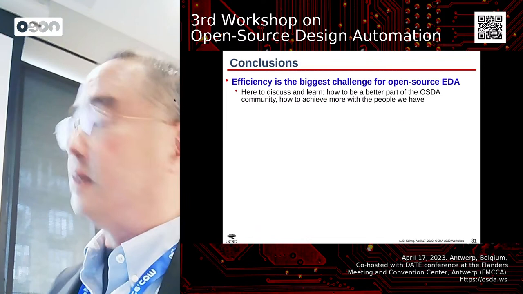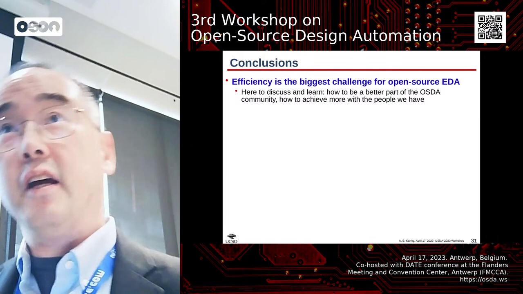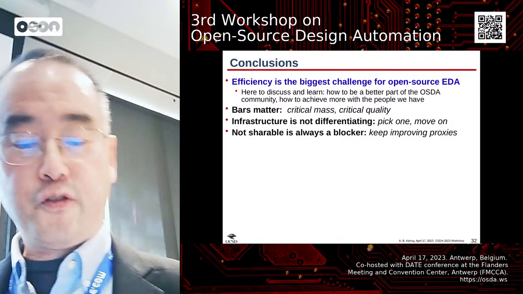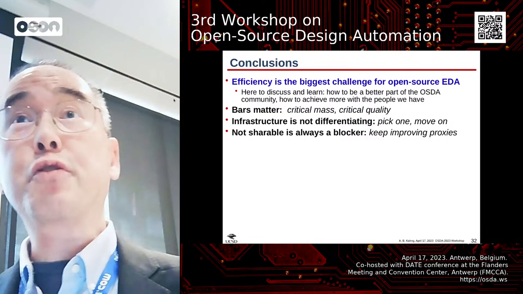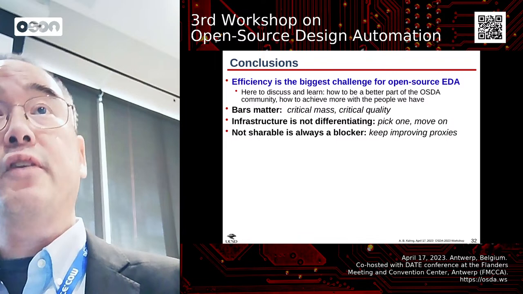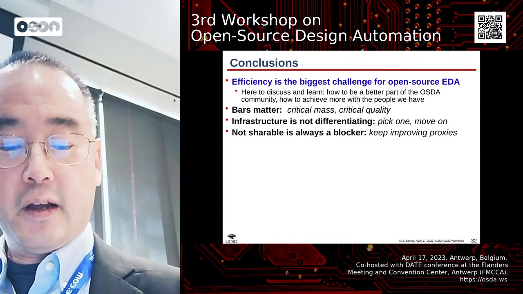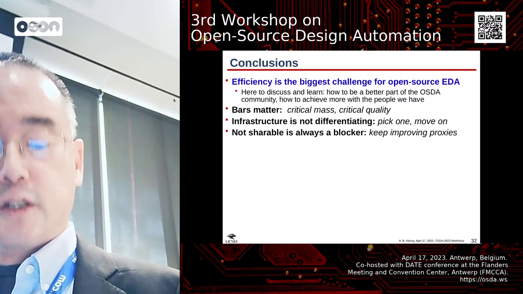So, in conclusion, this really was an open road talk. Efficiency has always been the biggest challenge. How can we move faster and achieve more as a community? So the three thoughts were, first, bars of critical mass, critical quality matter. Second, infrastructure is a commodity. It's not differentiating, so pick something and move on. And it's actually very harmful to try to build five different roadbeds when at the end of the day, your end goal is to have a road. Third, not shareable always ends up being a blocker. So we need to continually improve proxy PDKs, tools, and enablements.